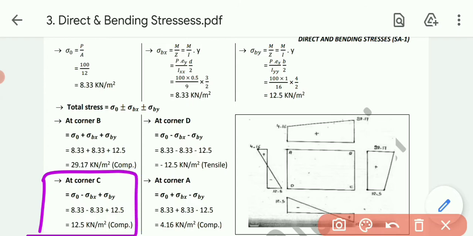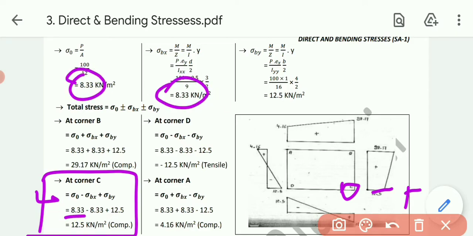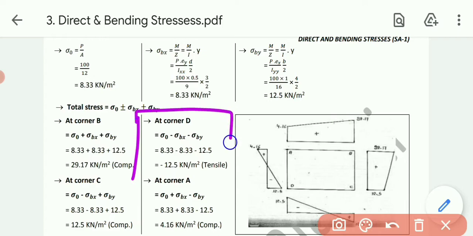Then at corner C, that means second quadrant, that is minus plus. So the formula will be sigma 0 minus sigma Bx plus sigma By. So sigma 0 is 8.33, sigma Bx is minus 8.33, and sigma By is plus 12.5. This will be cancelled, so ultimately the answer is 12.5 kilonewton per meter square, as it is positive, so compressive stress. Then at corner D, that means third quadrant, minus: sigma 0 minus sigma Bx minus sigma By.